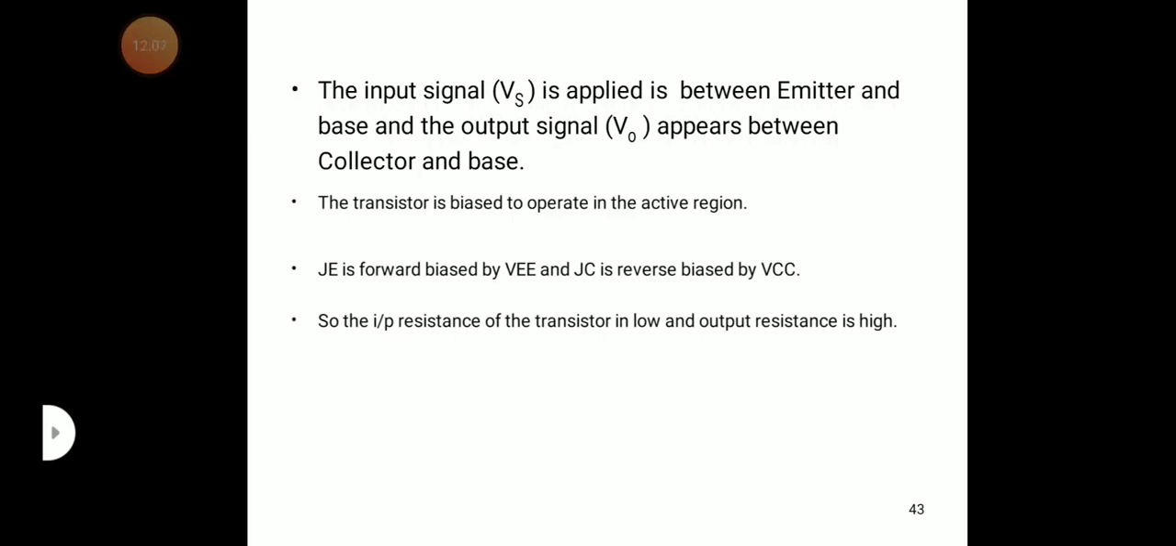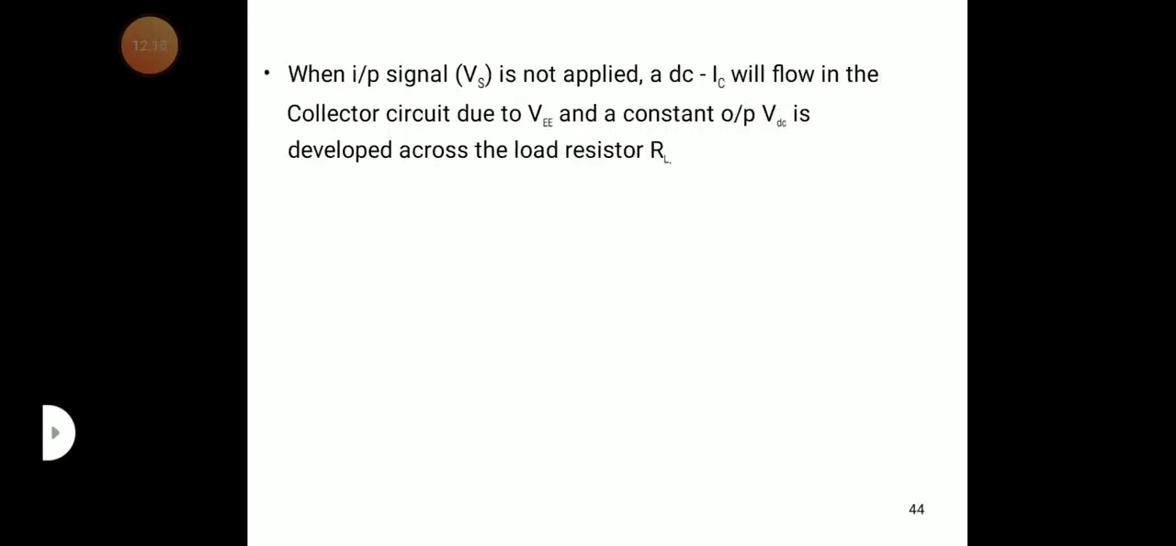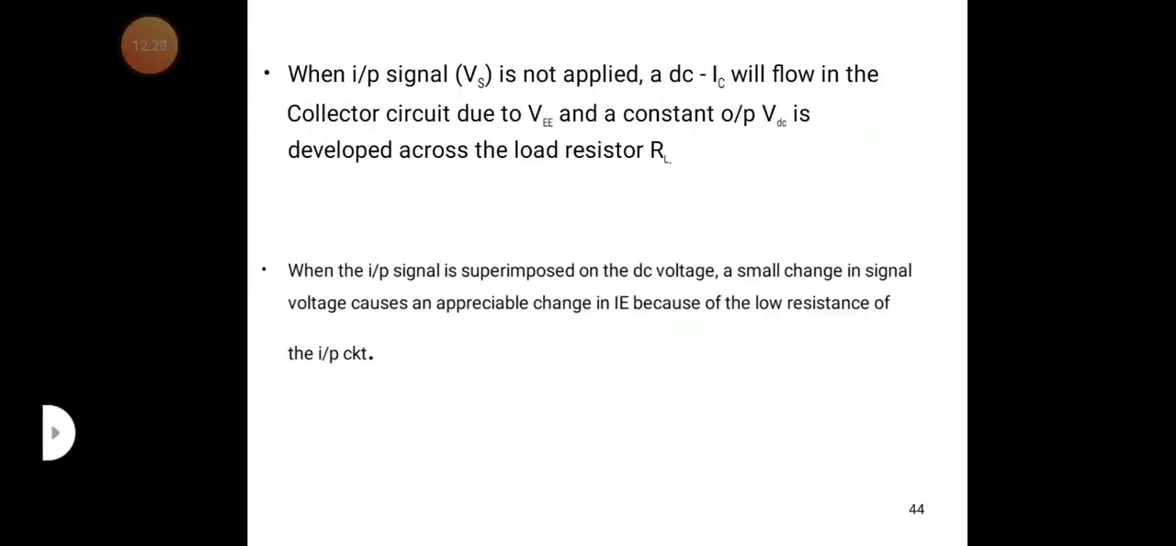So the input resistance of the transistor is low and the output resistance is high. When the input signal is not applied, a DC IC will flow in the collector circuit due to VEE, and a constant output VDC is developed across the load resistor RL. The meaning is, without applying the signal, VEE produces some DC, and that DC voltage appears across the output load, that is across RL.